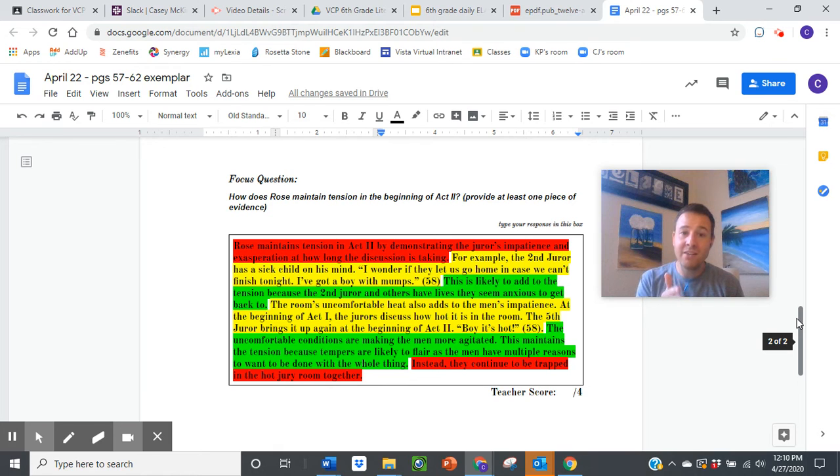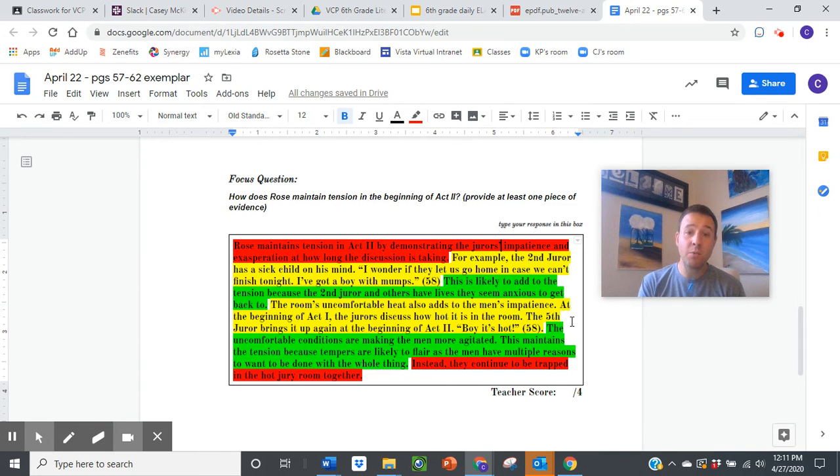I said Rose maintains tension in Act 2 by demonstrating the jurors' impatience and exasperation at how long the discussion is taking. For example, the second juror has a sick child on his mind. Quote, "I wonder if they let us go home in case we can't finish tonight. I've got a boy with the mumps." This is likely to add tension because the second juror and others have lives they seem anxious to get back to. The room's uncomfortable heat also adds to the men's impatience.